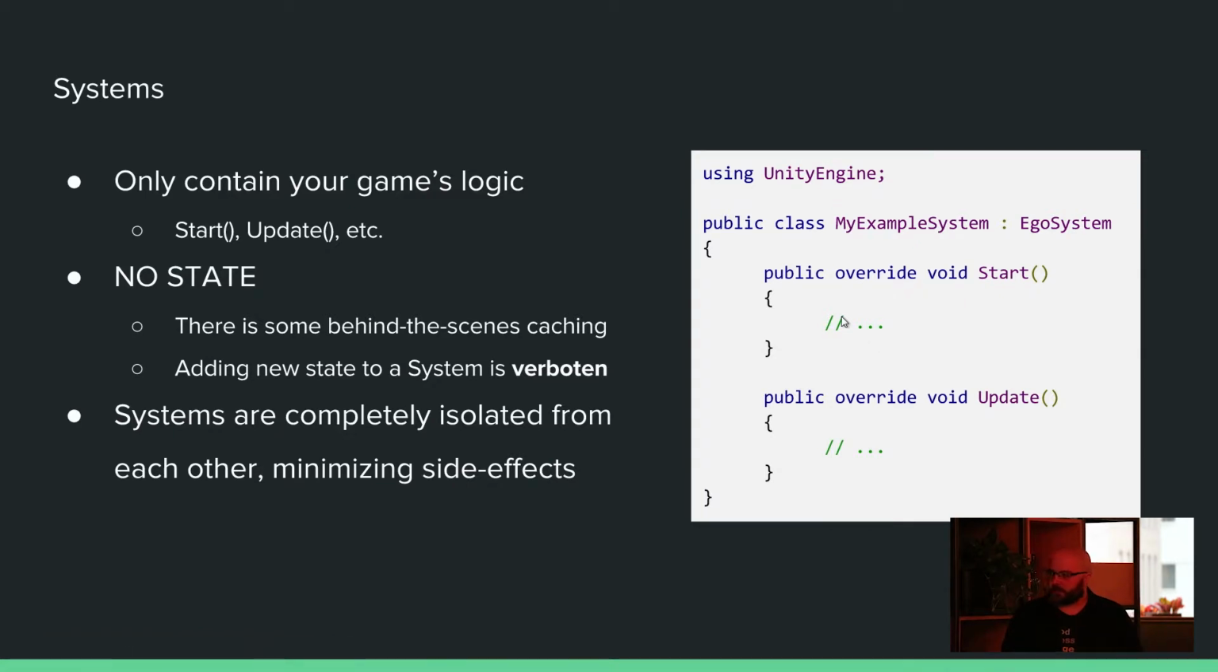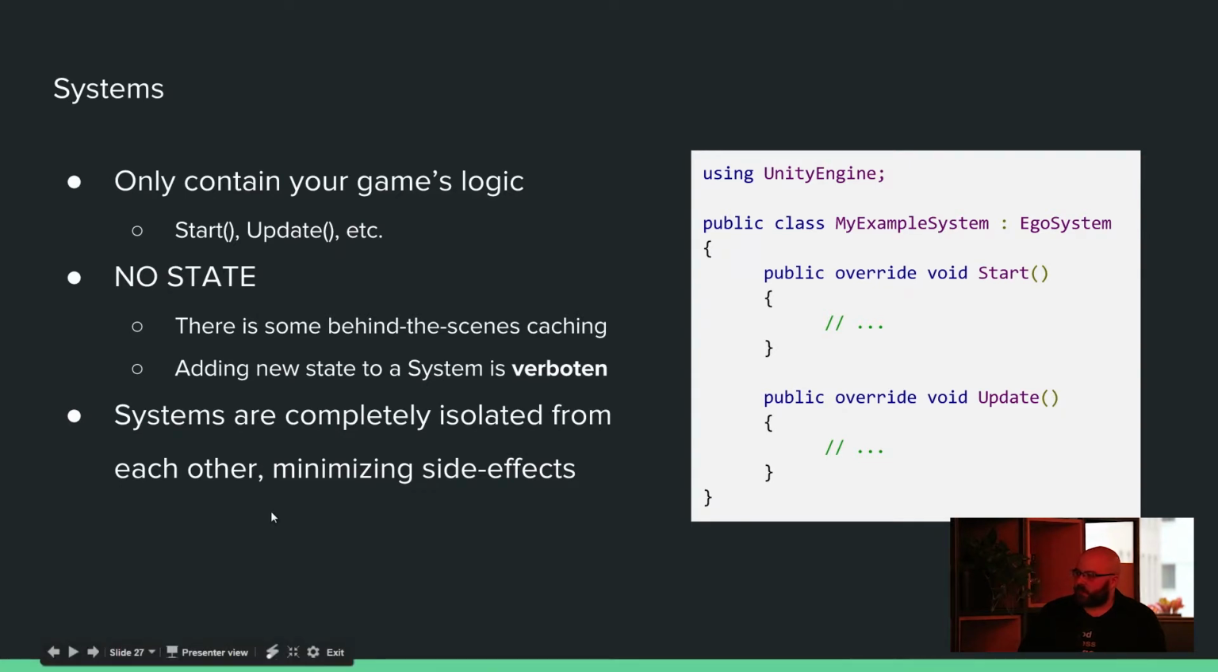You can, of course, keep some state in the individual methods themselves, as you're processing your game objects. That's totally cool, because as soon as you leave the scope and start again, you'll get the correct and the new data. So even though I say no state, there is some behind-the-scenes caching that you guys don't see that all exists here in the ecosystem. But adding new and your own state to a system is completely verboten. Do not do it. It will bite you, and I'll be very mad.